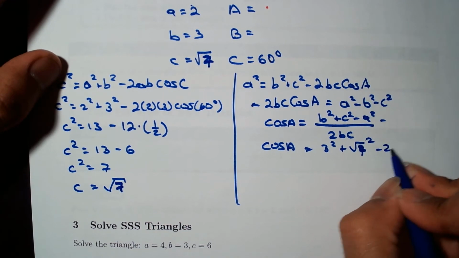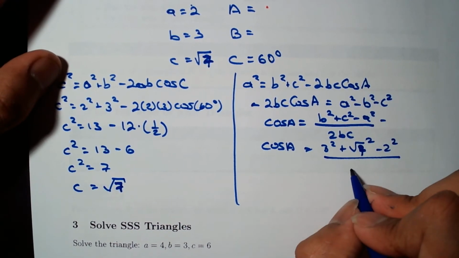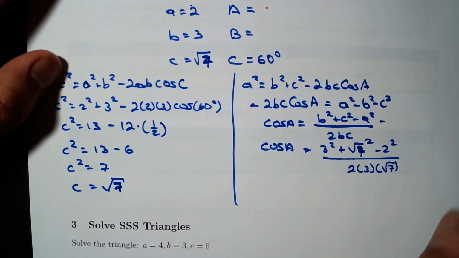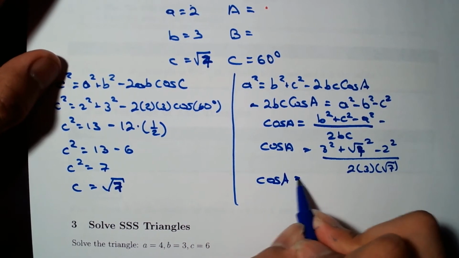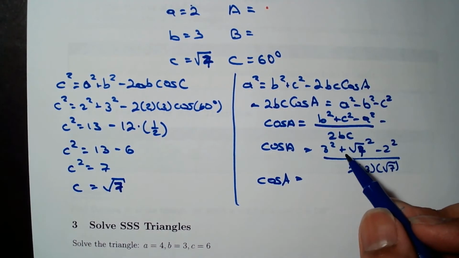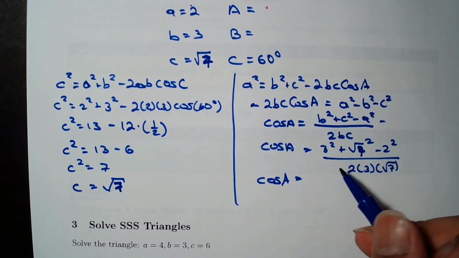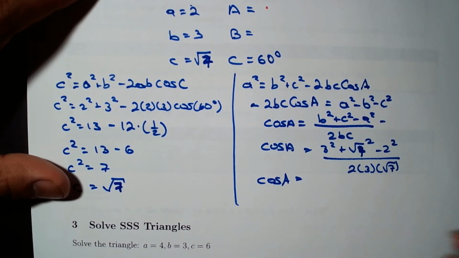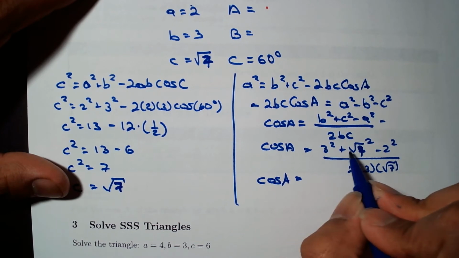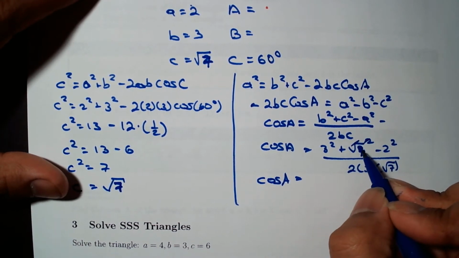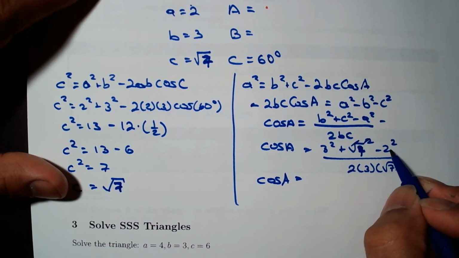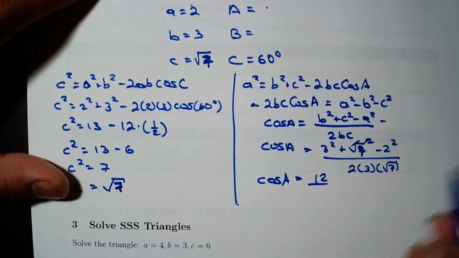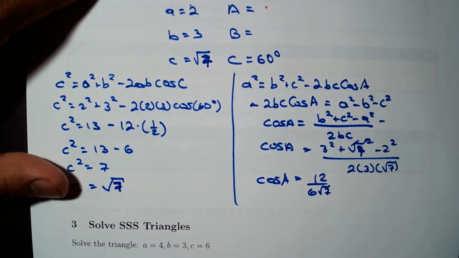And then minus A squared, which is 2 squared, divided by 2 times B, which is 3, times C, which is root of 7. So that's going to be cosine of A equals, in this case, I'm going to have a very weird quantity here. So that's going to be 9 plus 7. That's a 16. 16 minus 4. That's going to be 12 over 2 times 3, root of 7. That's going to be 6 root of 7 in the denominator.